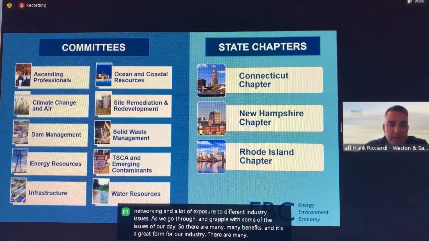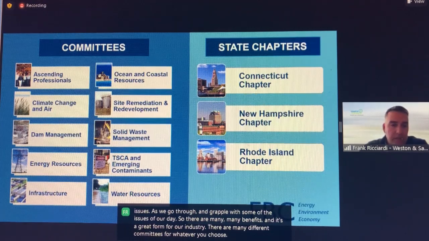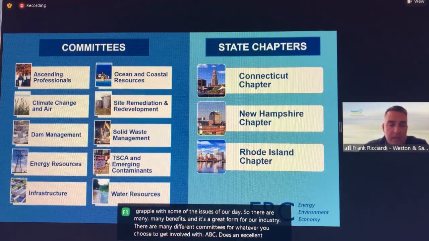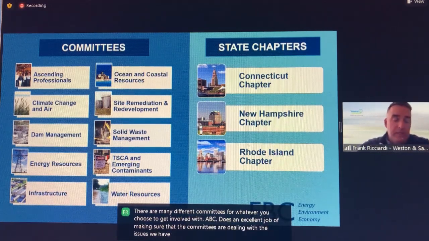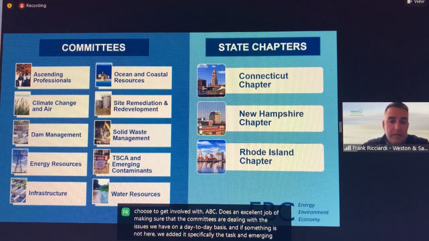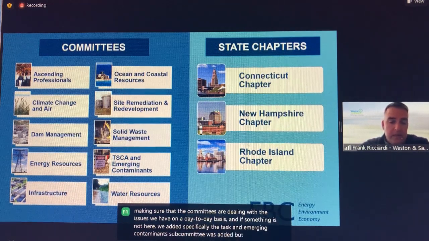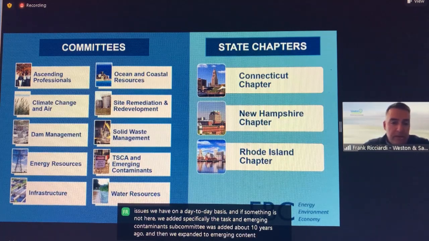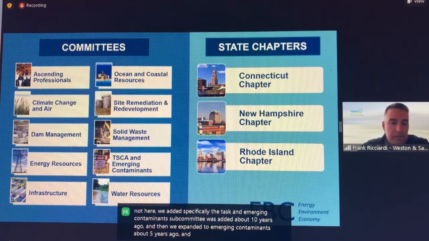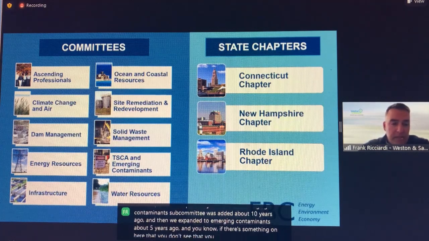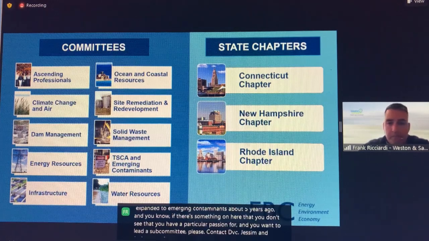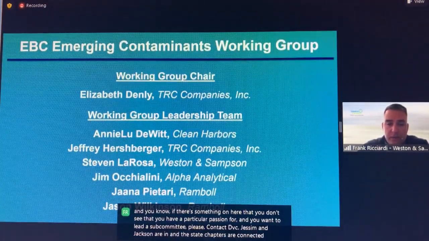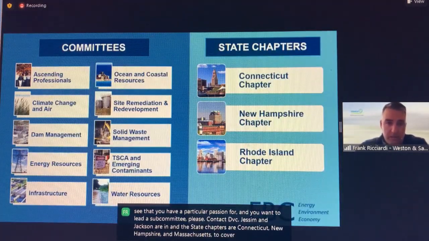There are many different committees for whatever you choose to get involved with. EBC does an excellent job of making sure that the committees are dealing with the issues we have on a day-to-day basis. And if something is not here, we add it. Specifically, the TSCA and Emerging Contaminants Subcommittee was added about 10 years ago, and then we expanded to Emerging Contaminants about 5 years ago. And, you know, if there's something on here that you don't see that you have a particular passion for and you want to lead a subcommittee, please contact EBC, Jessamine, Jackson, or Ann. And the state chapters are Connecticut, New Hampshire, and Massachusetts to cover North, Middle, and South.